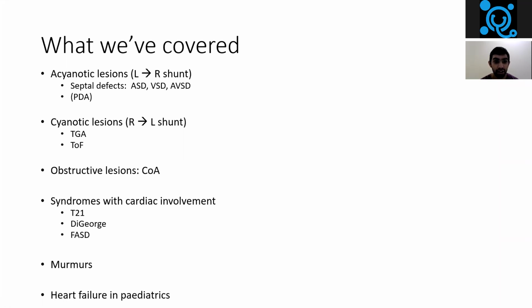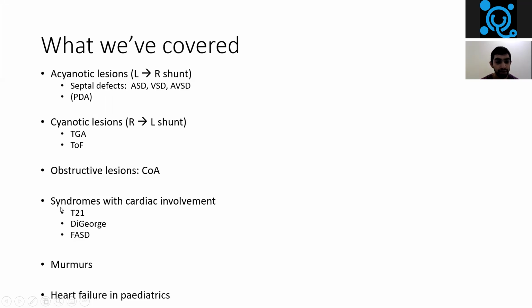We covered acyanotic heart lesions. So in that case, we spoke a bit about the various septal defects and patent ductus arteriosus briefly. The 2 cyanotic lesions we covered were tetralogy of Fallot and transposition of the great arteries. We spoke about the principal obstructive lesion that you can get in pediatric cardiology, which is coarctation of the aorta. Okay, and I'd say at minimum, you should be familiar with these 3 things mentioned here.